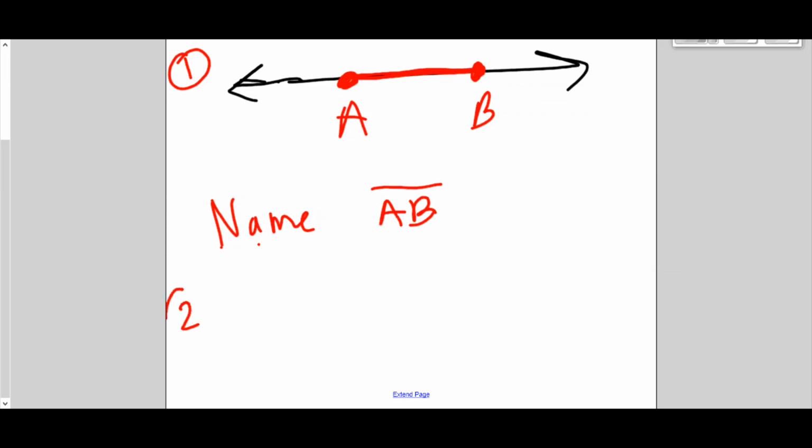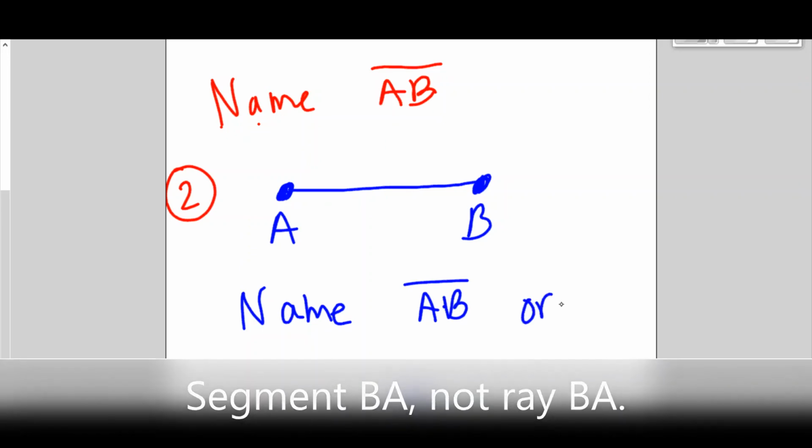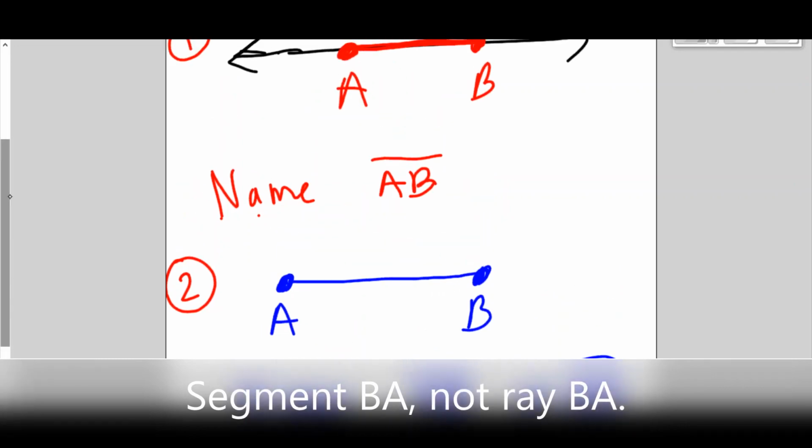Another example that we could have of a segment would be literally just the segment. We could have two dots that meet. It's like this. So let's say we call this AB. So we could name this segment AB. You could also name it BA if you wanted to. This one up here, you could name it BA as well. So for segments, it doesn't matter which way you name it. You could either name it AB or BA.